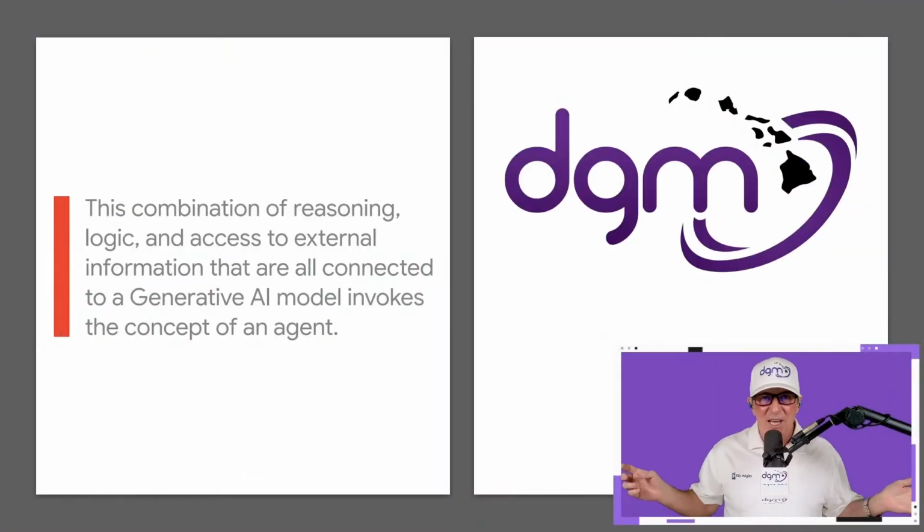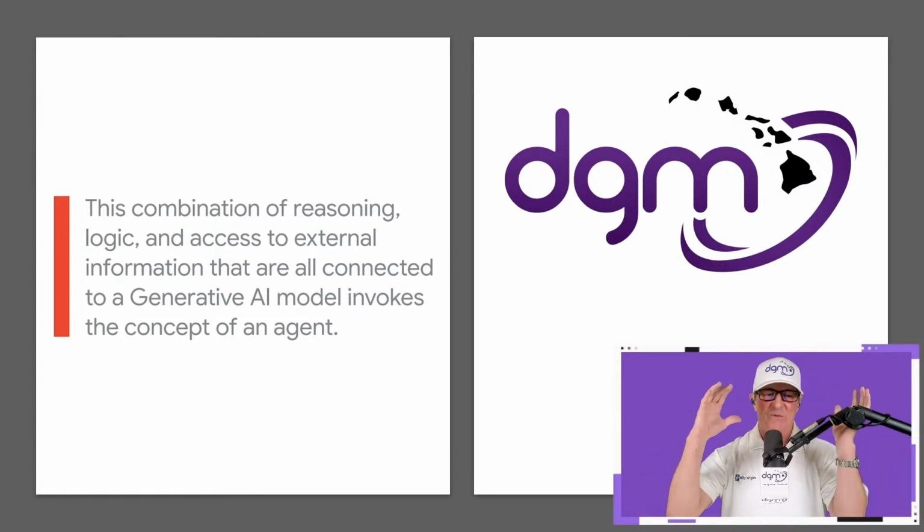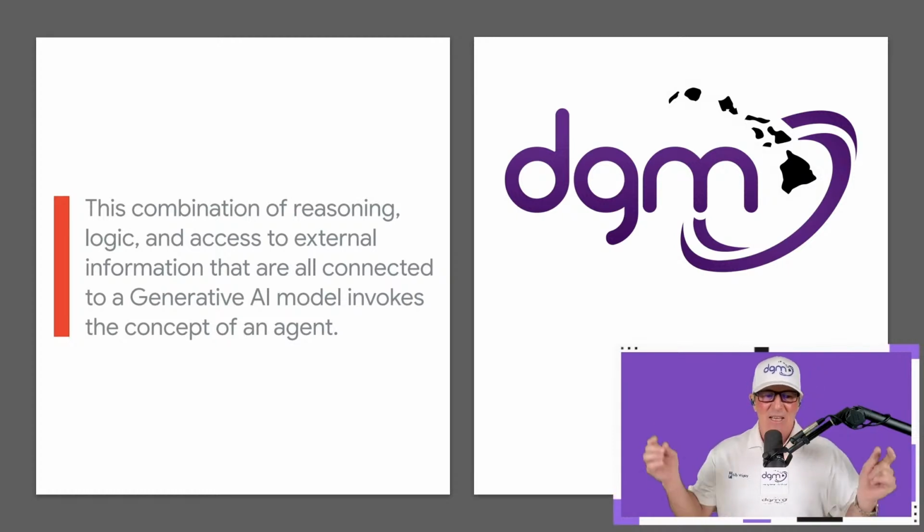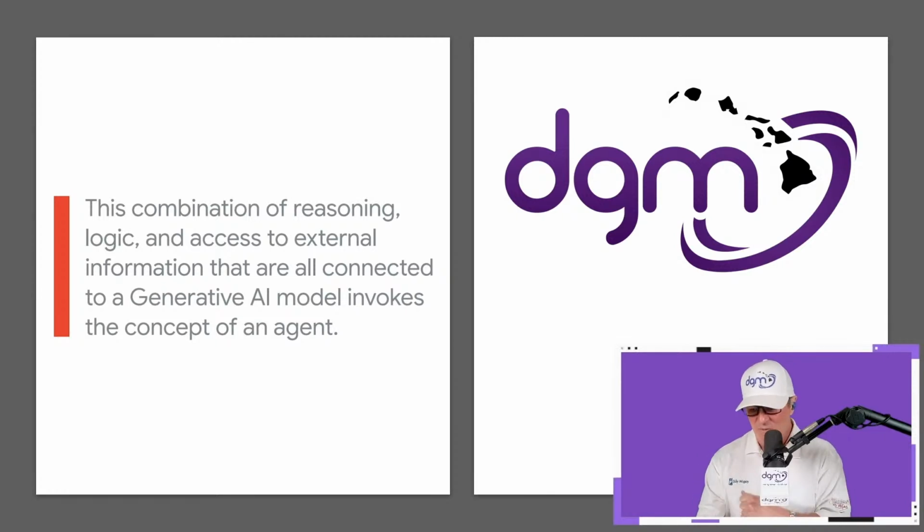So what we've got right here is a definition from a white paper that came out from Google that I'm reading right now. And it's saying that the combination of reasoning, logic, and access to external information that are all connected to a generative AI model like Anthropic, Claude, ChatGPT, Gemini, that is invoking the concept of an agent.